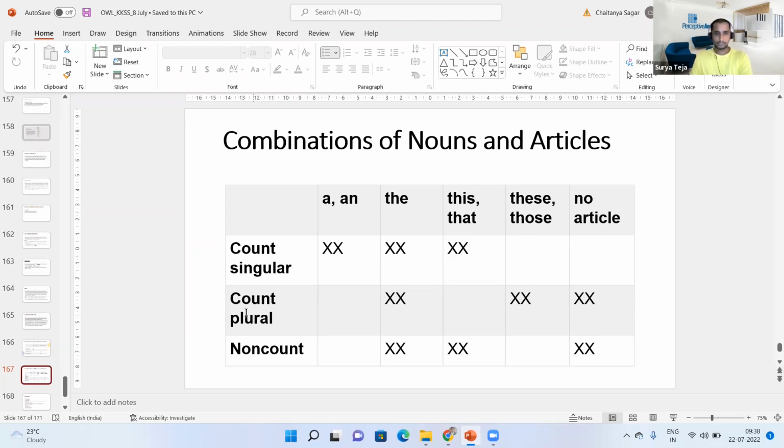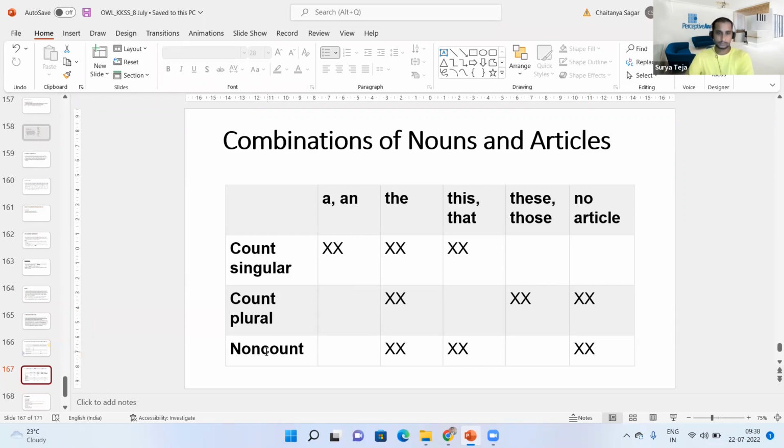So if we see the second one, plural count nouns. As we know, a or an cannot be used for the plural one, so that is not applicable here, but the can definitely be used. The reason is we are talking specifically about one particular thing or situation. Because this is plural, this or that cannot be used. We cannot say this cats, that cats. We say these cats, those cats. So these are appropriate for the plural one. And no article, yes, plural count nouns can come without an article also. How? We'll see some examples which are listed in the next slides.